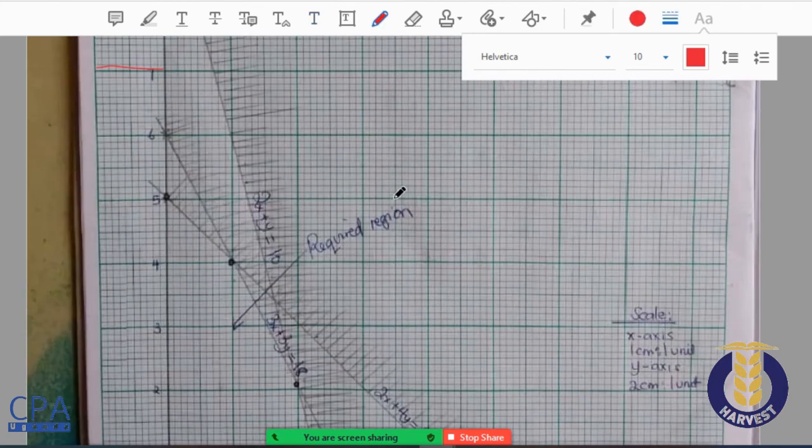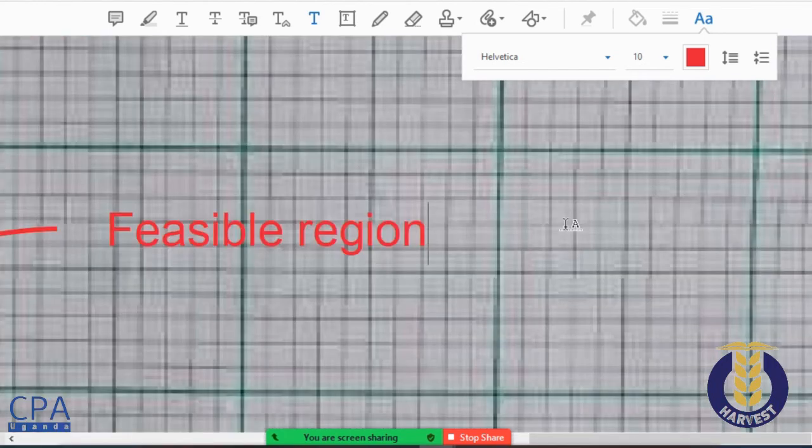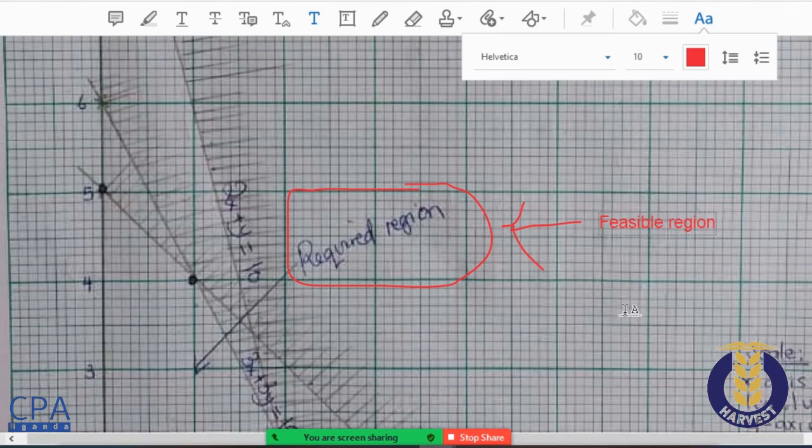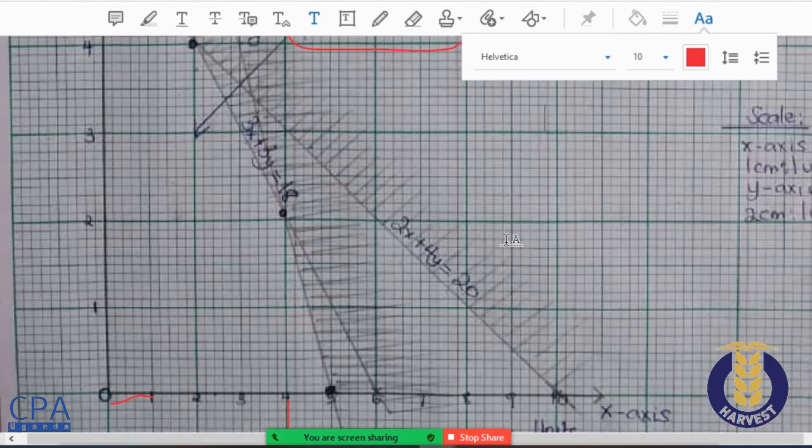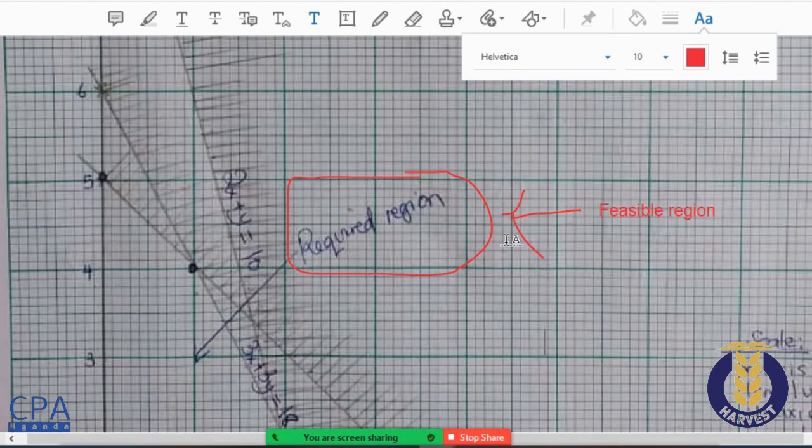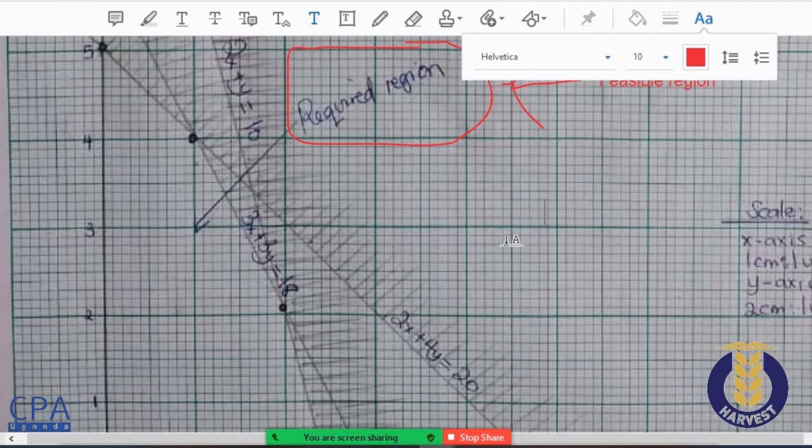Now, the required region, as he indicates here, is what we call the feasible region. Okay, we call that one the feasible region. Now, in its definition, the feasible region is the region that contains the points that will maximize the what? That will maximize the objective function.